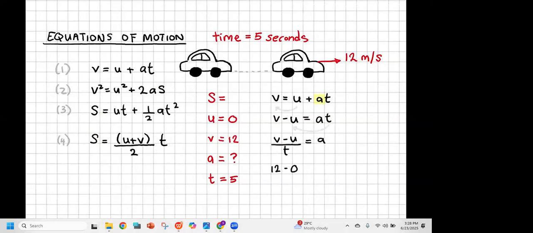Substituting numbers in from the toolbox, we have 12 minus 0 divided by 5, and that is equal to 2.4 meters per second squared for our acceleration. Let's look at another example.